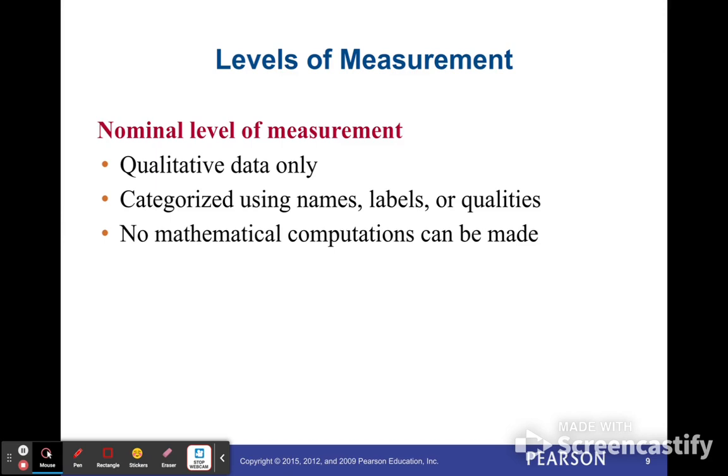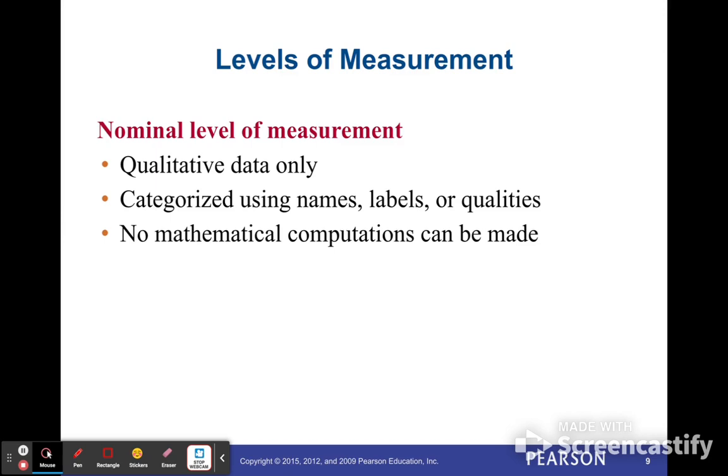That's why they call it levels of measurement. Okay, so the first one would now be what? Nominal level of measurement. Again, nominal level, it's qualitative. So this one would now be using a category, using names, labels, or quantities. No mathematical computations can be made because basically it's no number. So this is the lowest level of measurement.